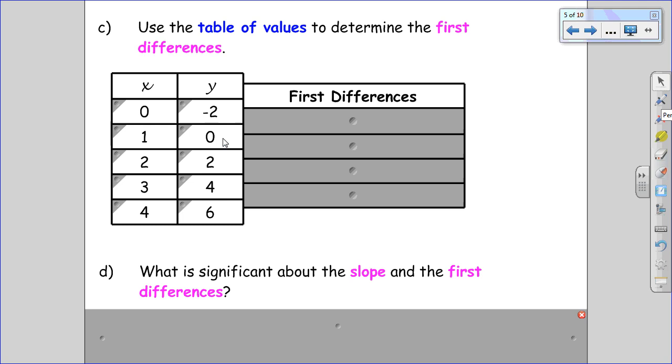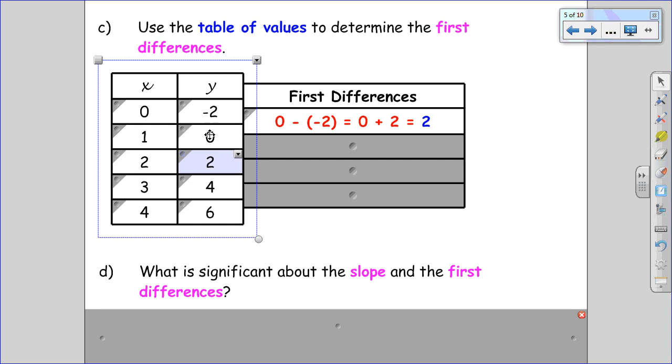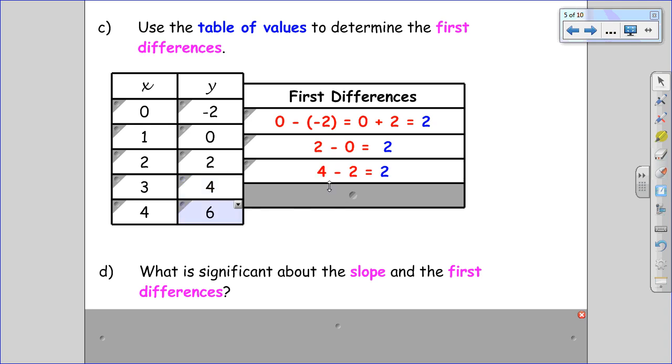I need to do 0, take away -2 first, and subtract the negative becomes a positive, and the first difference is 2. The next pair I'm going to work with are the 0 and the 2, and I need to do 2, take away 0 first. And that leaves me 2 also. And then I'm going to work with the 4 and the 2. And again, 4 has to be first. 4 take away 2 is 2. And finally, 6 take away 4 is also 2.